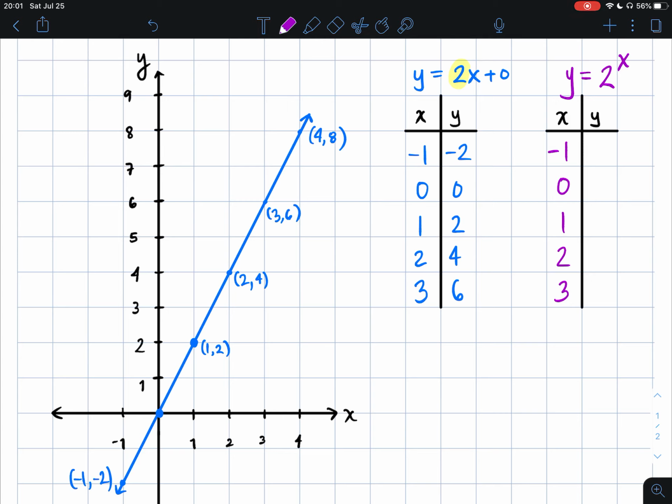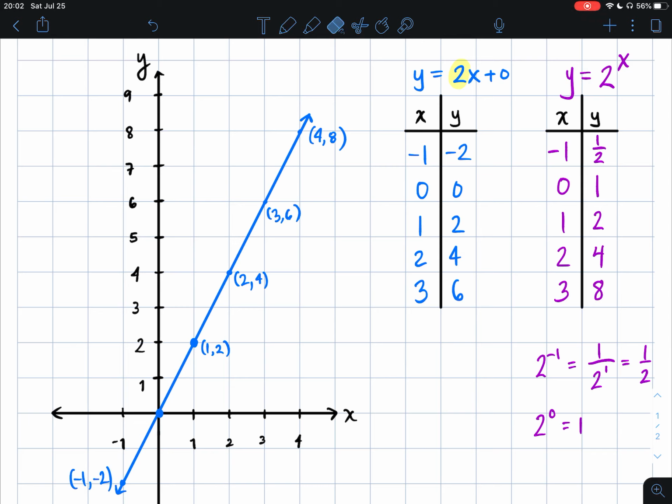So I need to take each x and insert it as the exponent. So 2 to the power of -1 is the same as 1 over 2 to the first, and 2 to the first is just 2. So there's a little bit of side work to justify 1/2 as the output when x is -1. When we take 2 to the power of 0, anything to the power of 0 is just 1. So the output corresponding with x equals 0 is 1. The next couple are a little bit more straightforward. 2 to the first power is just 2. 2 squared, 2 times 2 would be 4. And 2 cubed, 2 times 2 times 2 would give us 8.